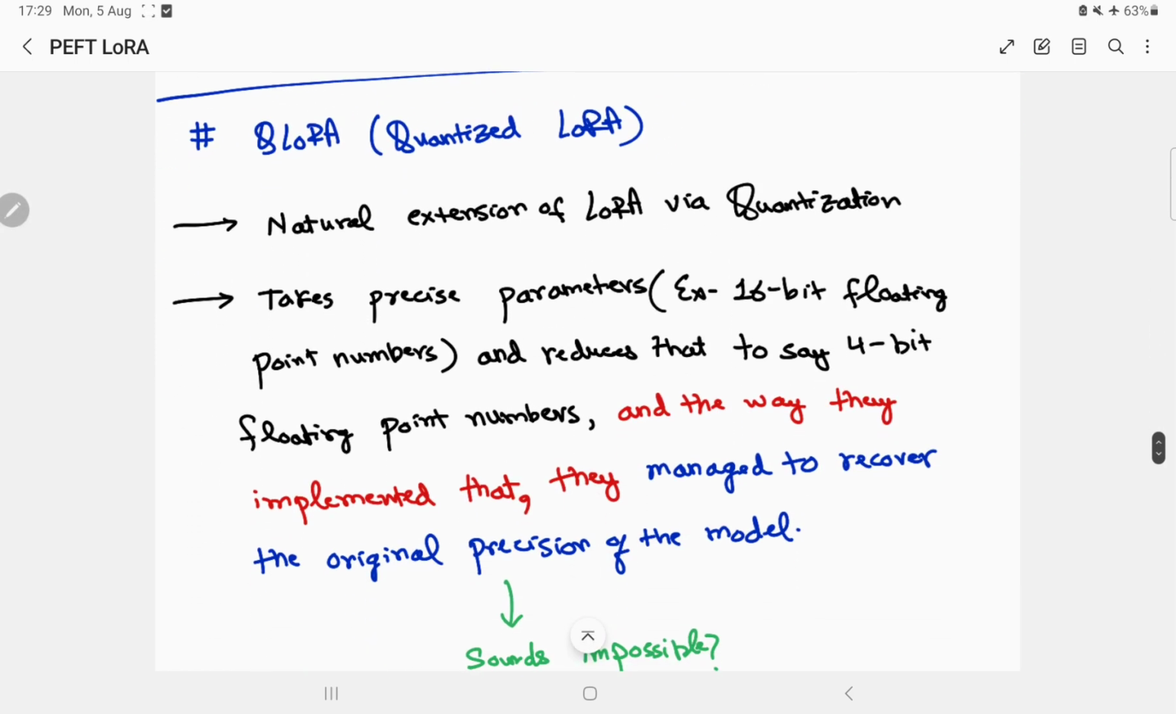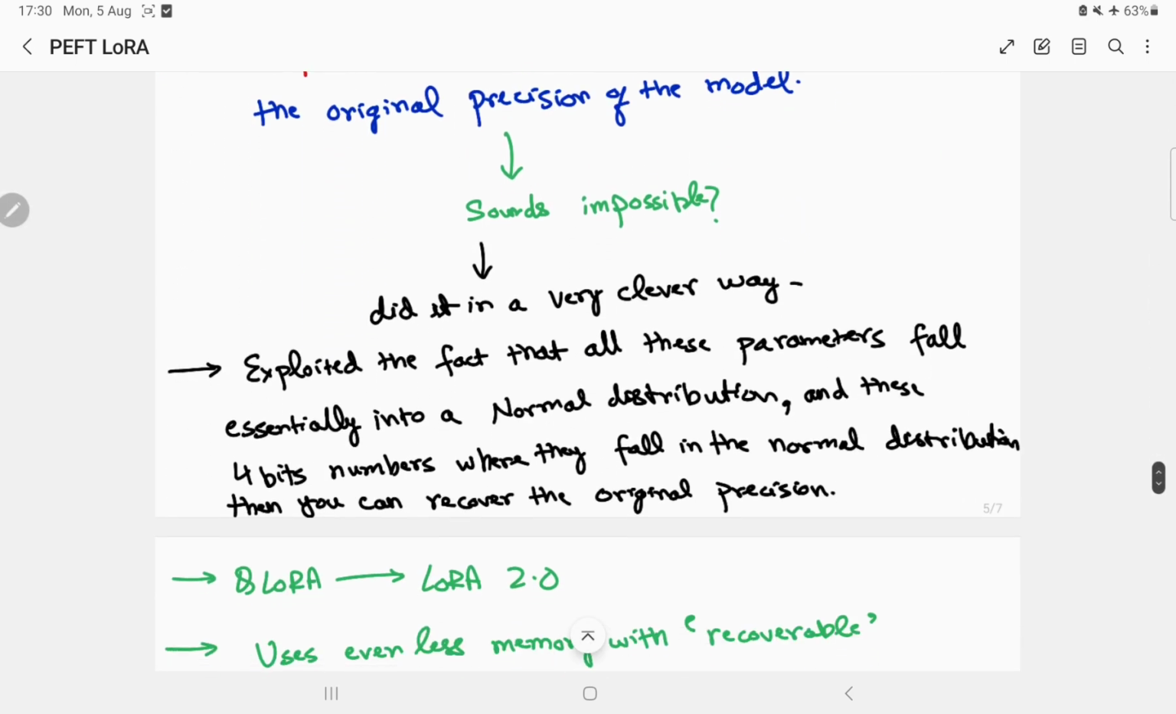Now as a follow up to LoRA, there was another paper called QLoRA or quantized LoRA, which was a natural extension of the LoRA paper via quantization. Now you can learn more about quantization. That is again an in-depth or a detailed topic for another video. But the idea is that typically when you have all of these weights stored in your models and multiple layers, you would have the weights stored as 16-bit or 32-bit floating point numbers. And the idea is to reduce that to a 4-bit number. And the way they implemented that, they managed to recover the original precision of the model. This might sound impossible, but they did it in a very clever way.